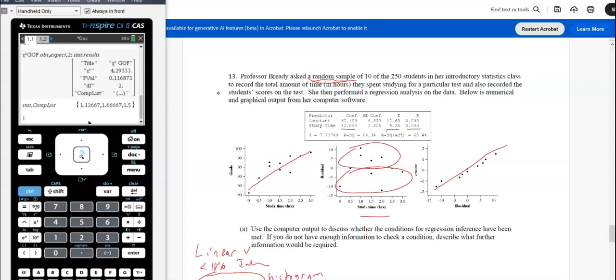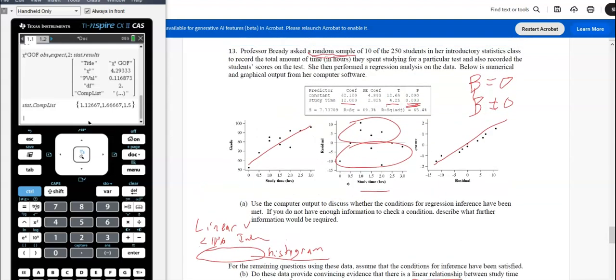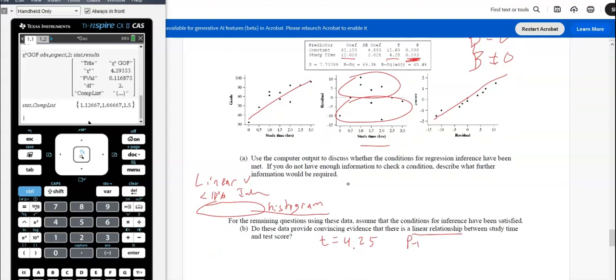So the null is beta equals 0. So in other words, there's no real relationship between these two. Do these data provide evidence there's a linear relationship? So they didn't ask for a direction here, just is there a linear relationship? So I think that's not equal to, right? So beta is not equal to 0, but it's linear, right? So because it's not equal to, we can actually take this value right here, our p-value, and just use it. Like we don't have to adjust it at all. So our p-value equals 0.003. We don't have to divide by 2 because it's not equal to.